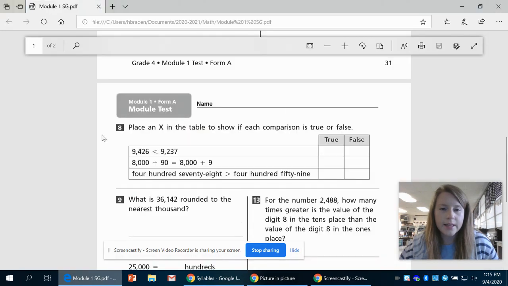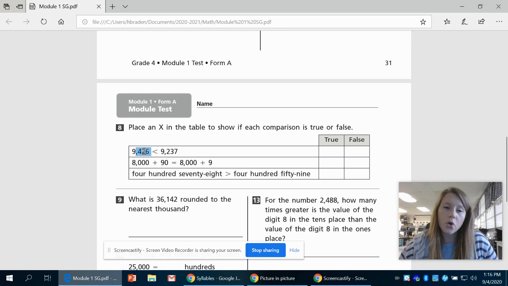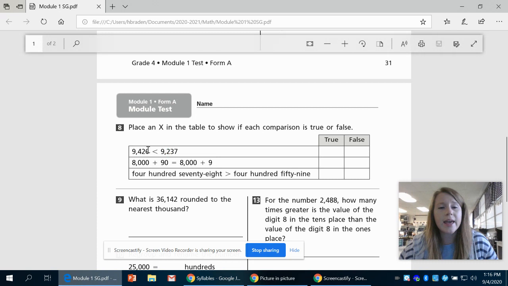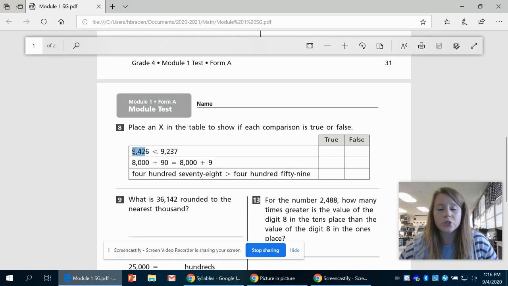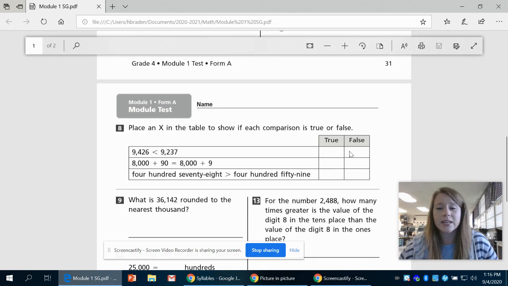All right. Number 8, place an X in the table to show if each comparison is true or false. Okay, so we're comparing 9,426 to 9,237. I'm going to make sure that they all start in the same place, which is the thousands place, okay? So I have 9,000 and 9,000. So far, they're equal. Now I'll go on to the hundreds. I have 400s and I have 200s. Well, I know that 400 is bigger than 200. So there is no way for this number, 9,426, to be less than. So that one's going to be false.